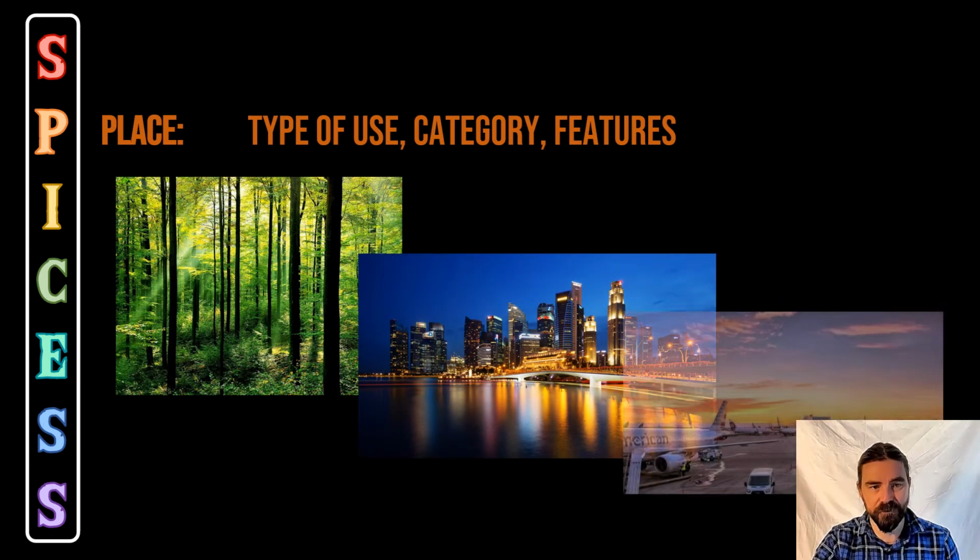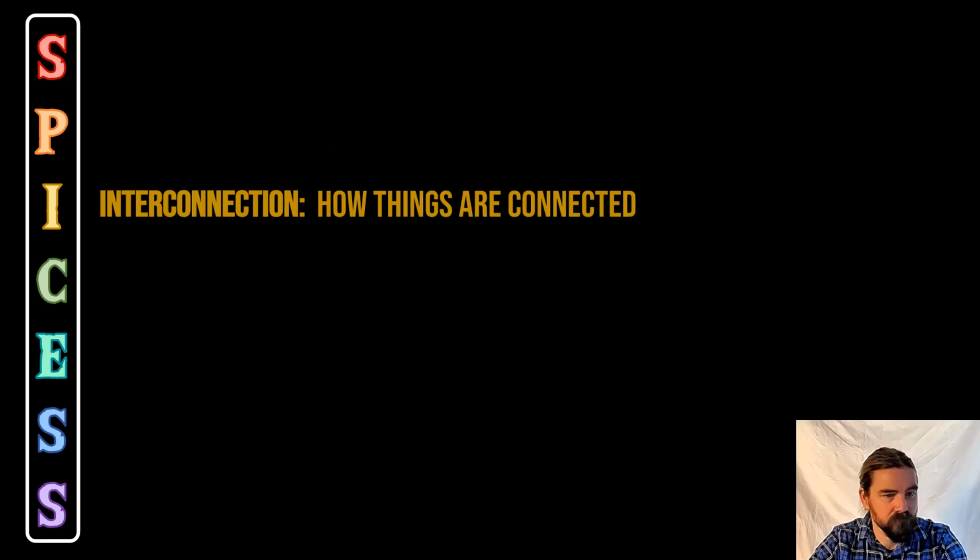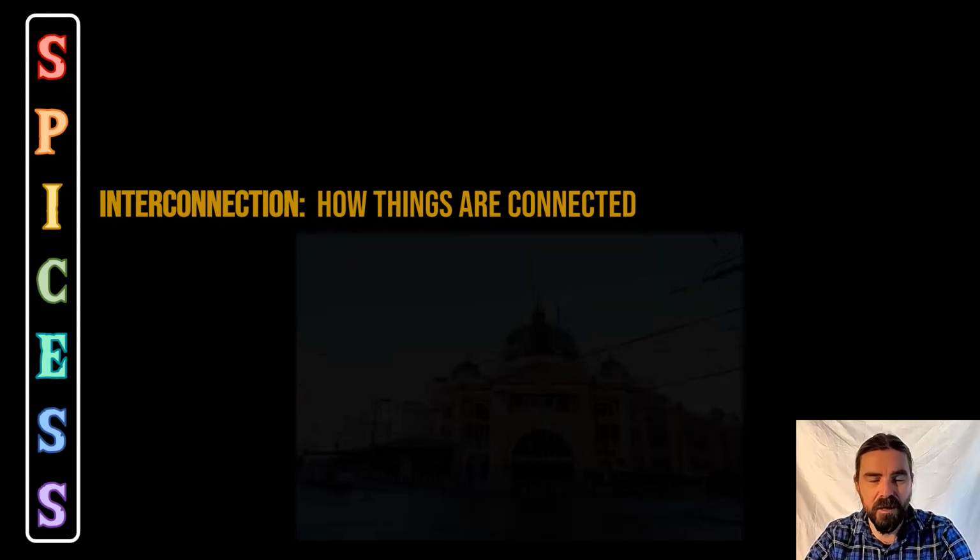And here are a few examples of different types of places. So we've got an urban environment there, which is used for commerce and shops and stuff like that. And then bottom right hand corner here, we've got something which is used for transportation, an airport. That's place. Right, the third one is interconnection, and that's how things are connected. And as I mentioned, this is probably the broadest one that can be applied in many, many different situations.